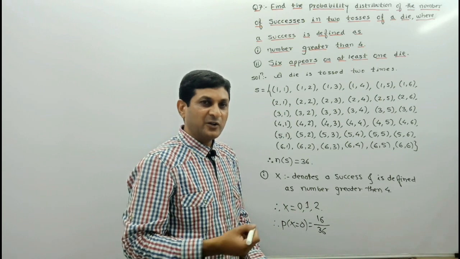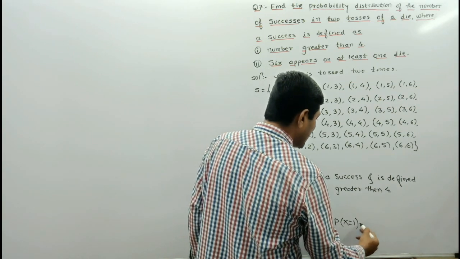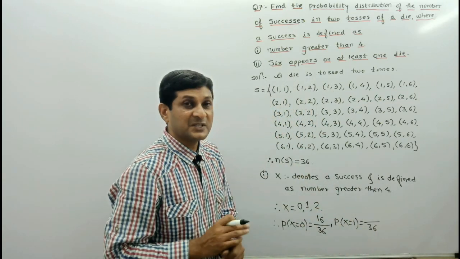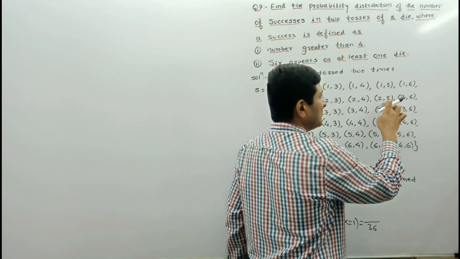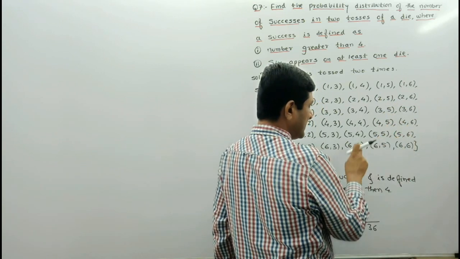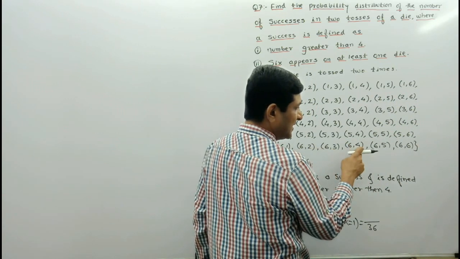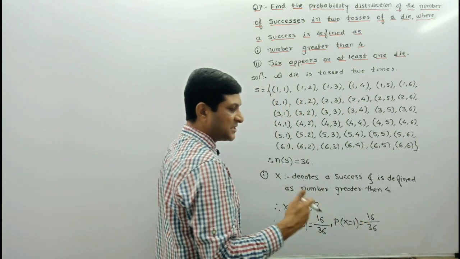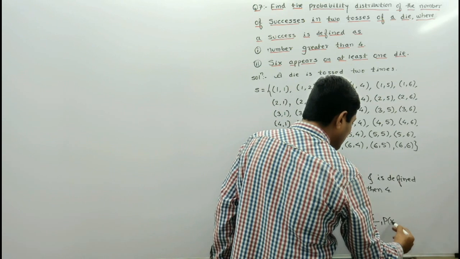Now let us try to find out probability when x is equals to 1. Probability of x is equals to 1 means we are finding probability when exactly one number is there which is greater than what? 4. Check how many elements are there. Here 1, 2, 3, 4, 5, 6. Again 7, 8, then 9, 10, 11, 12, 13, 14, 15, 16. Total 16 elements are there in which one number is there which is greater than what? 4.